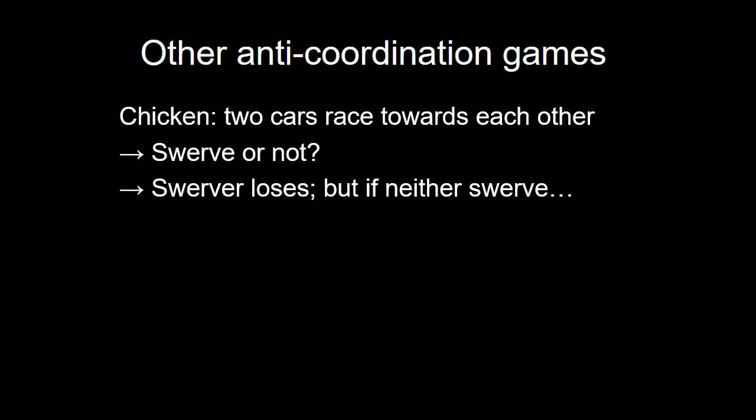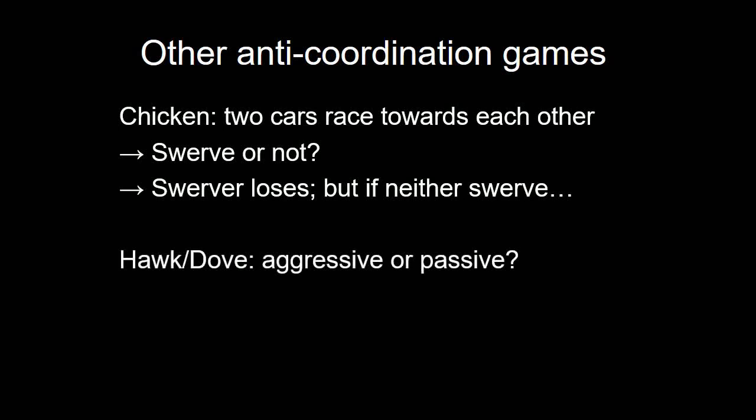And so that works in anti-coordination games because if you know the other person definitely is not going to swerve, well, okay, then I better swerve. And the other version from evolutionary biology is Hawk-Dove, which is a sort of model of aggressive versus passive approaches to, say, confrontation or whatever.